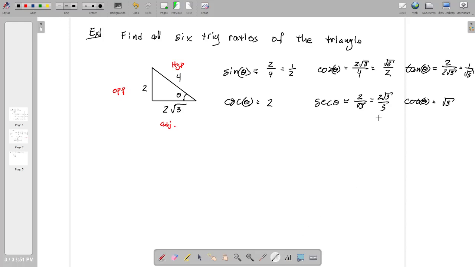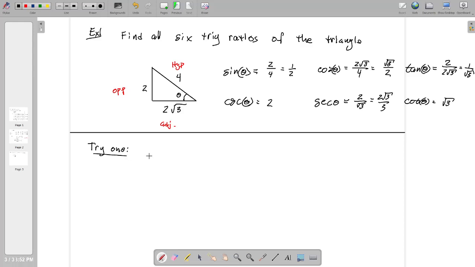Now, I won't always rationalize my denominators. I personally don't care if the denominator is rationalized or not, but some instructors do. Go ahead and try one on the accompanying worksheet. Find all 6 trig ratios of the triangle. And your triangle is going to be a 3, 4, 5 triangle.